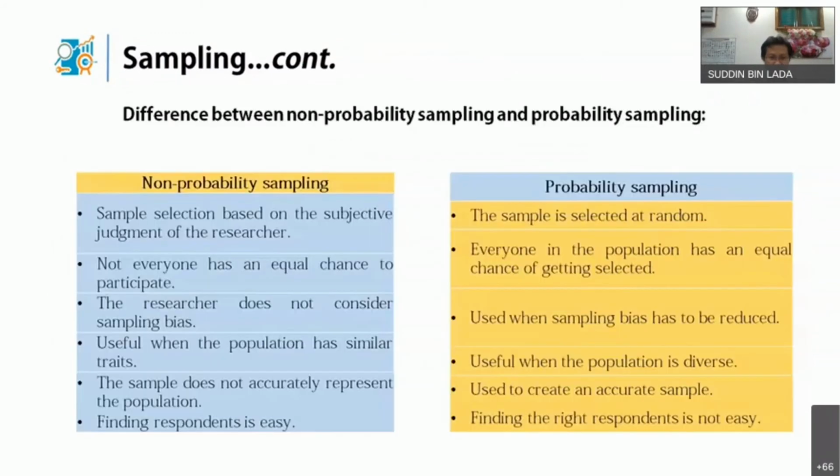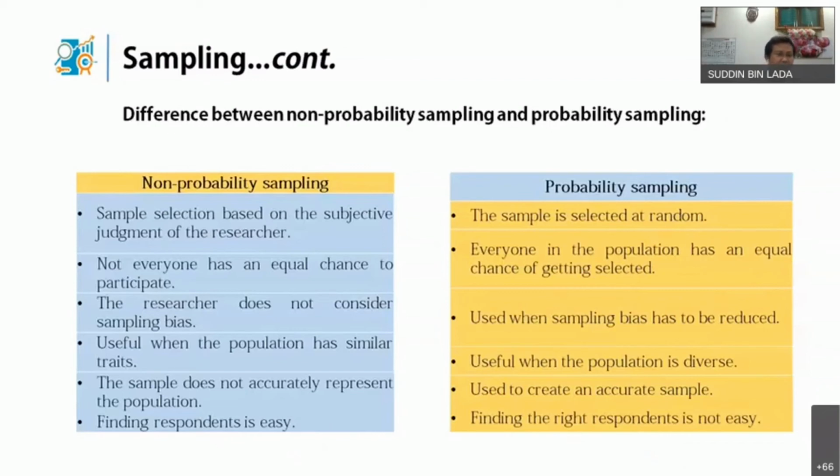Okay. Any questions so far? Before I take questions, I need to discuss this first: the differences between non-probability sampling and probability sampling. Here we have non-probability sampling, and on the right is probability sampling.